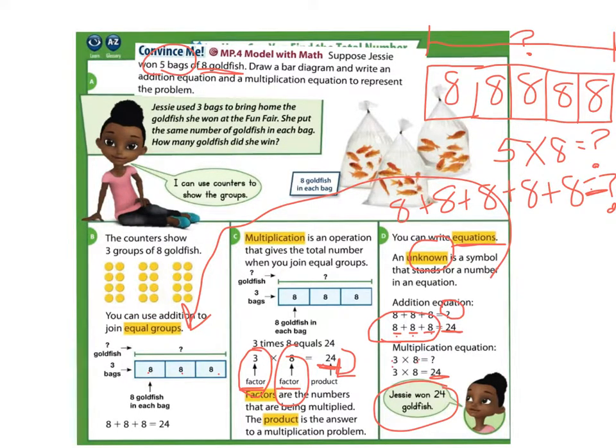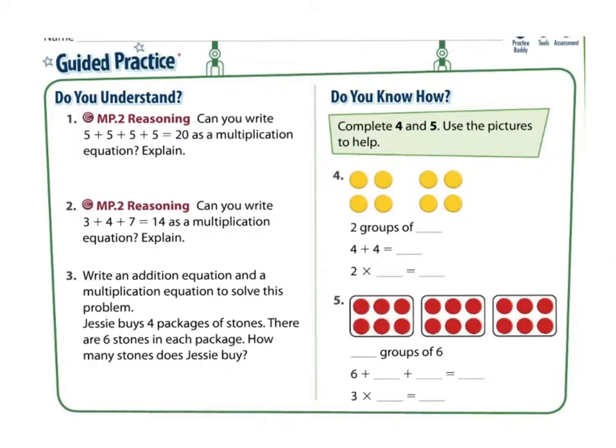So, how many total fish does Jessie have now? She has 40 fish. Can you write a multiplication equation for this addition problem right here? How many times do we have 5 here? We have it 4 times. So 4 times 5 equals 20. So yes, we can, because we have 4 equal groups of 5.